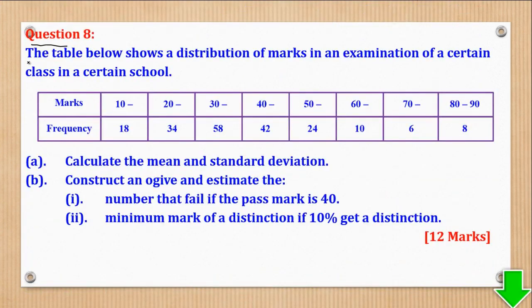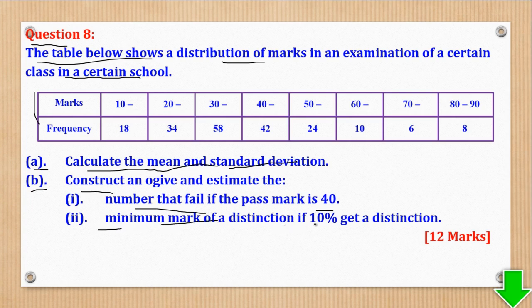Then question 8 says, the table below shows a distribution of marks in an examination of a certain class in a certain school. Part A, calculate the mean and standard deviation. Part B, construct an ogive and estimate, Roman 1, the number that fail if the pass mark is 40, and Roman 2, the minimum mark of a distinction if 10% get a distinction.